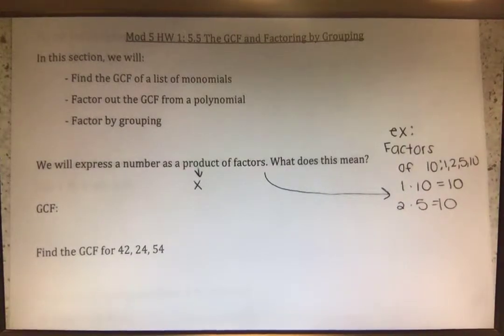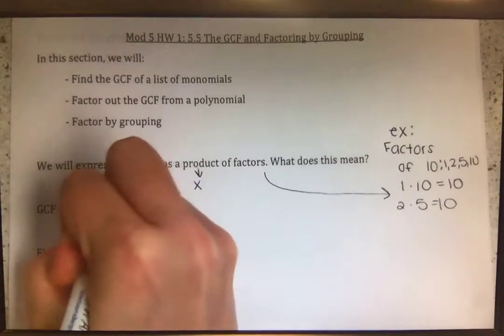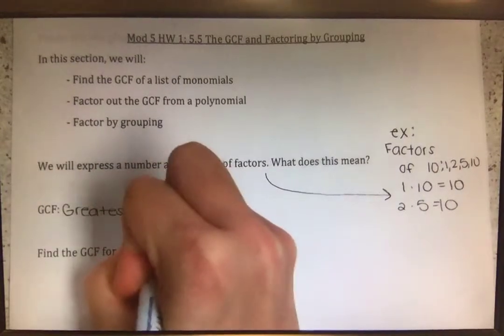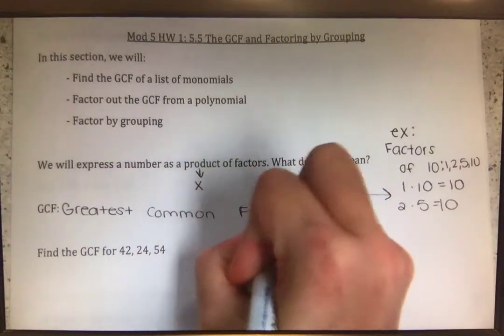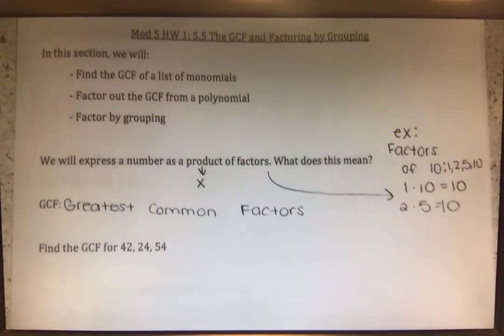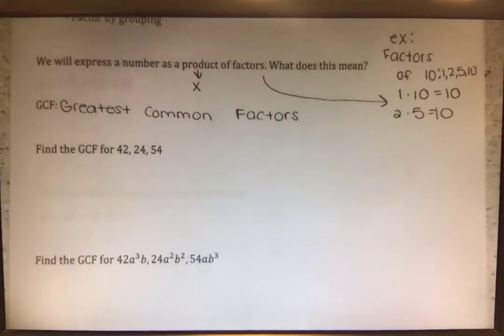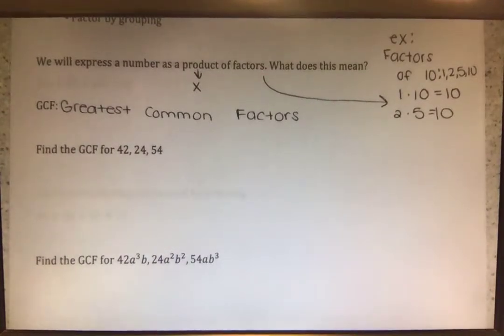So for GCF, GCF means our greatest common factor. So the largest factor that numbers have in common. So this example says to find the GCF, find the greatest common factor for 42, 24, and 54.